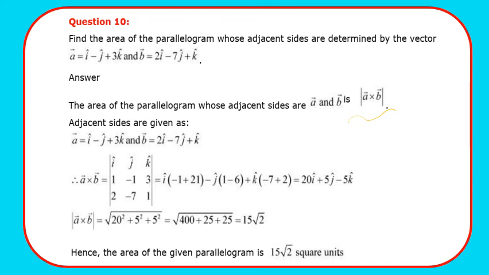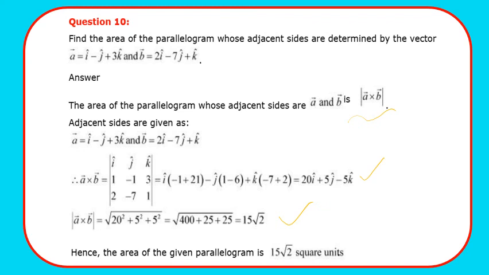So finding A cross B, we get determinant ijk 1 minus 1 3 and 2 minus 7 1. So expanding the determinant we get i into minus 1 plus 21 minus j into 1 minus 6 plus k into minus 7 plus 2, which is equal to 20i plus 5j minus 5k. So the magnitude of A cross B is equal to under root 20 square plus 5 square plus 5 square, which is equal to 15 root 2.